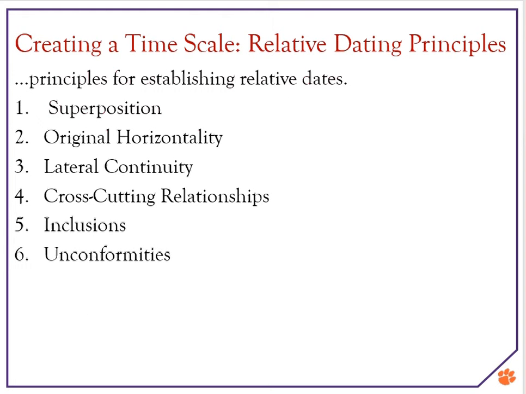For creating a time scale, we use several principles. These principles may now seem quite trivial or easy to you. However, when they were first recognized, they were really big and important things for geology. There are six really important principles. First of them is superposition. Then we have original horizontality and lateral continuity. Also cross-cutting relationships. And we have two separate geological features or events that we call inclusions and unconformities that we use for identifying the time.